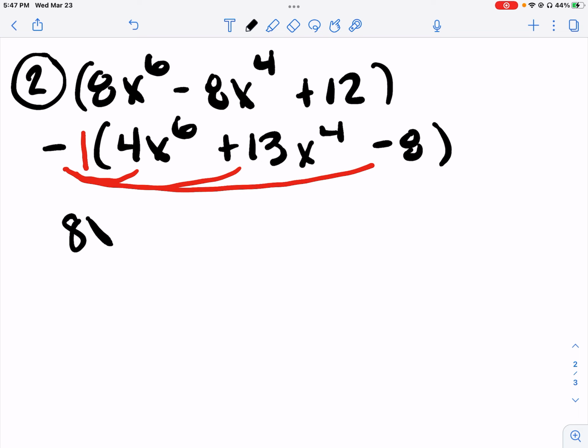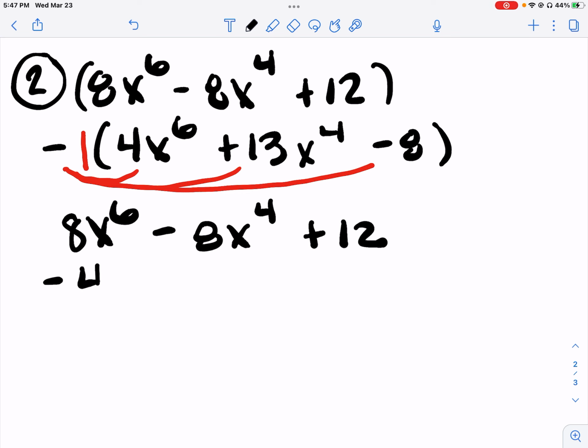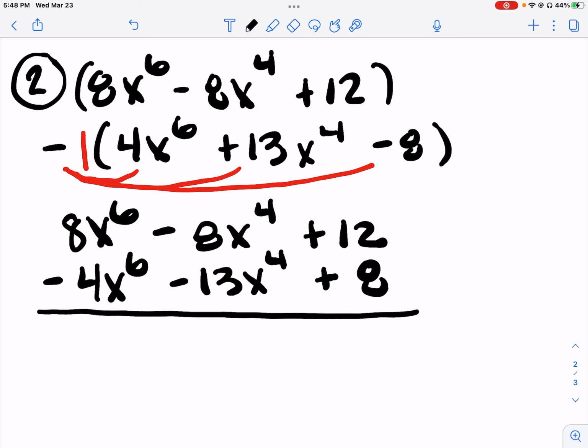So we'll have 8x to the 6th minus 8x to the 4th plus 12 minus 4x to the 6th minus 13x to the 4th, and then negative times the negative 8 equals plus. Okay, 8 minus 4 is 4x to the 6th, minus 8 minus 13. The signs are the same, so add the two numbers and keep the sign, and 12 plus 8.